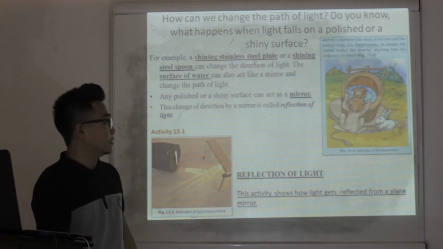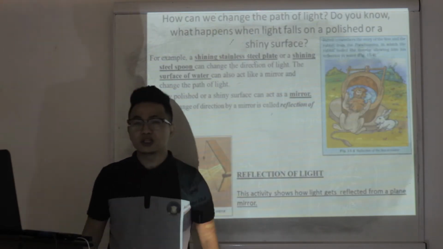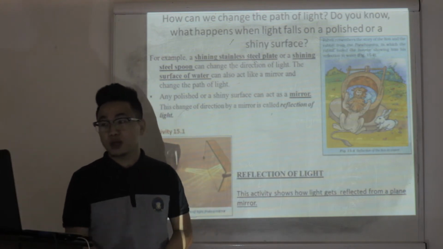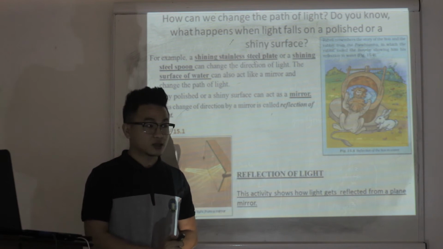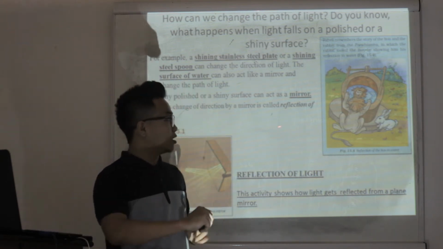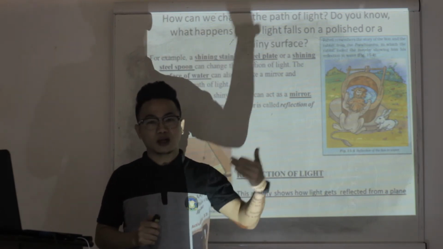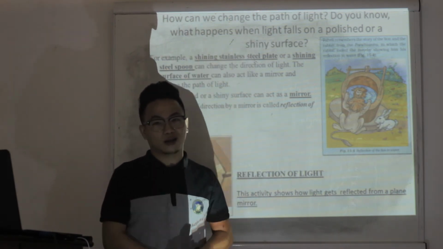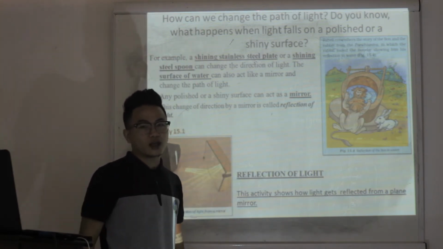Let us go through the next topic. I hope you will wonder how we can change the path of light. Do you know what happens when light falls on a polished or shiny surface? As we mentioned, light travels in a straight line, so how can we change that path? I think light can also change direction, right?